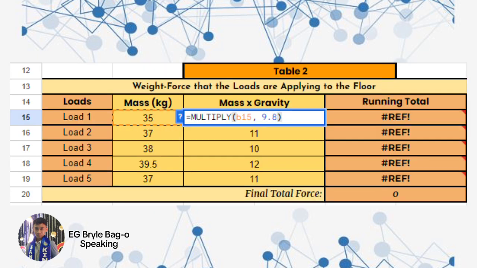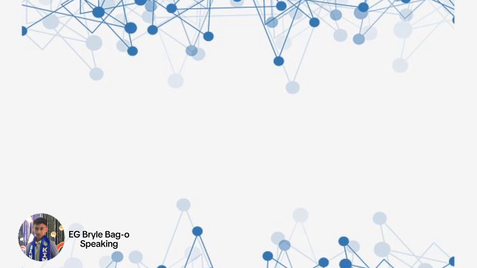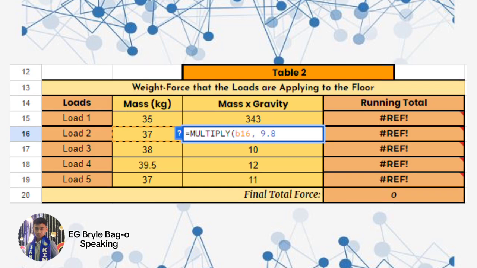For the next column, mass times gravity, we multiplied the values for mass with the value of gravity, which is 9.8 meters per second squared. We accomplished that by using the command equals multiply, where the cell will be multiplied with 9.8 in each of the cells in column 2. For example, equals multiply B16, 9.8.